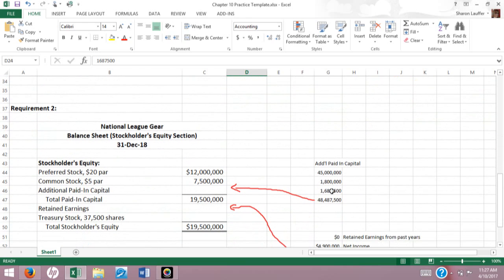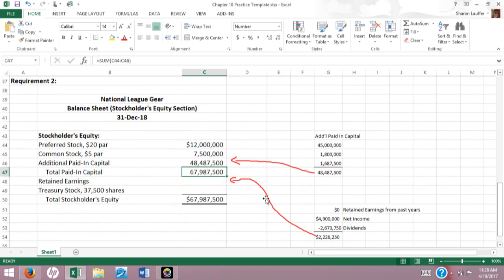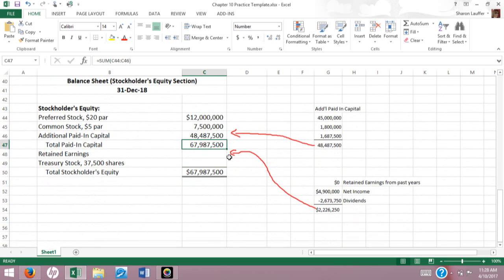So if you look at my list down here, you'll see the $45 million, the $1,800,000, and the $1,687,500 that came from that reissuance of treasury stock. So if you add those together, you're going to get $48,487,500, and that's the total that we put in that account, additional paid-in capital. So I'm going to record that, because that's actually the balance in that account. And we get a total paid-in capital of $67,987,500. So that's all of the capital that we had that was paid in.